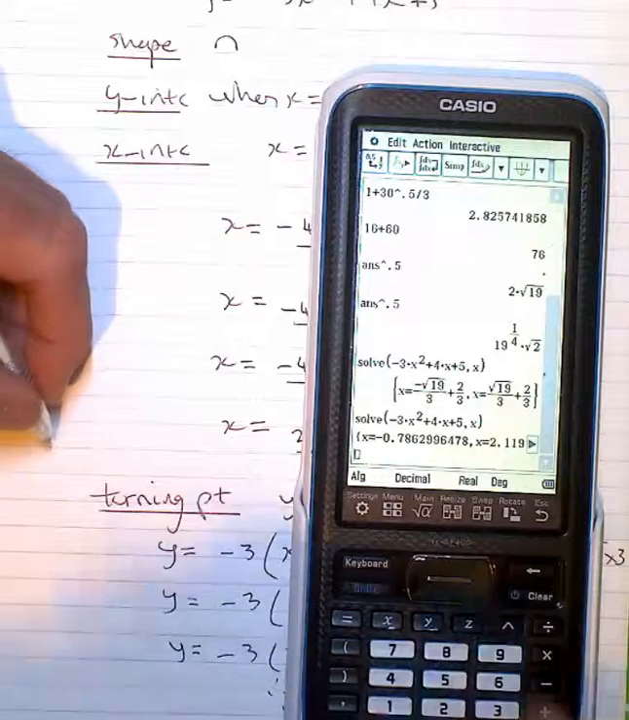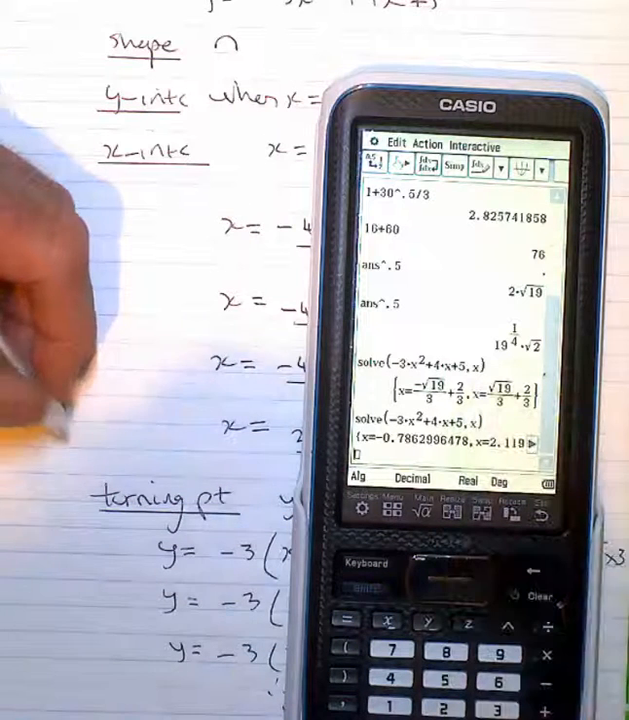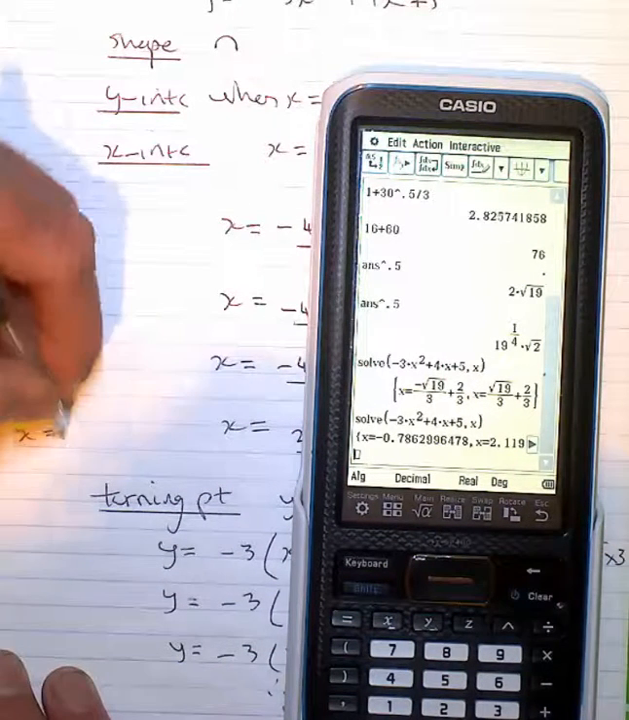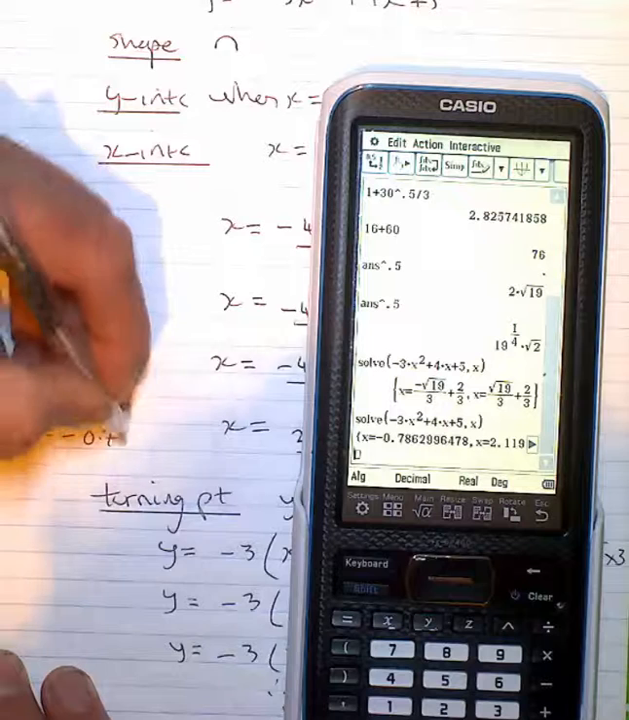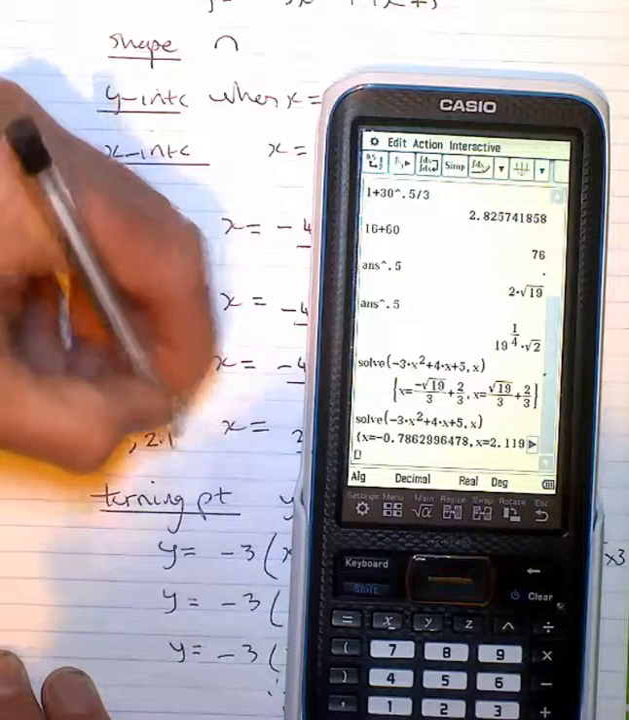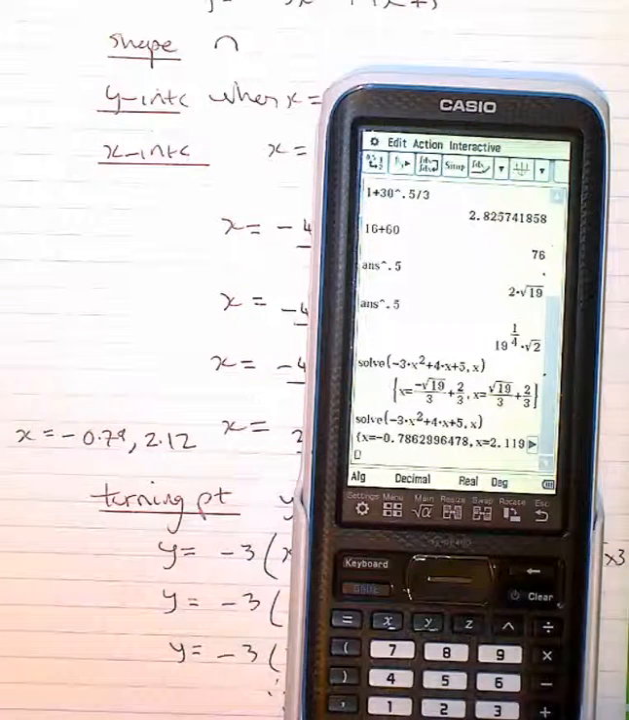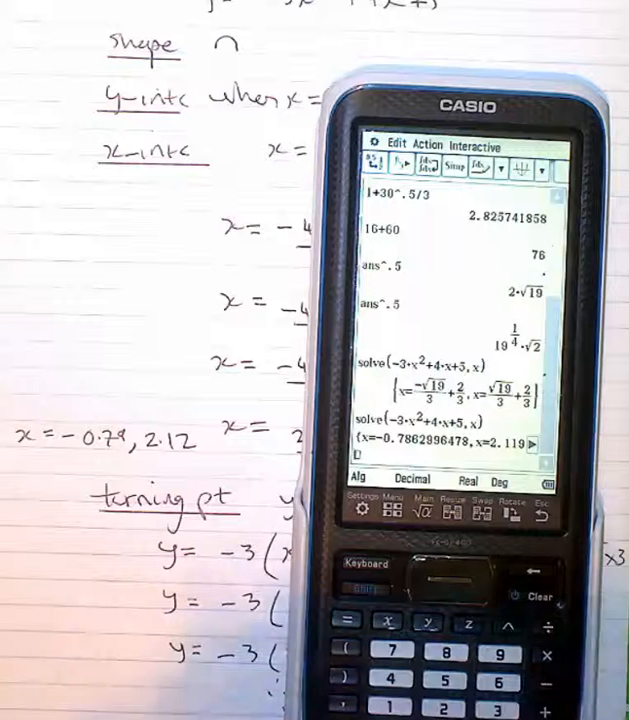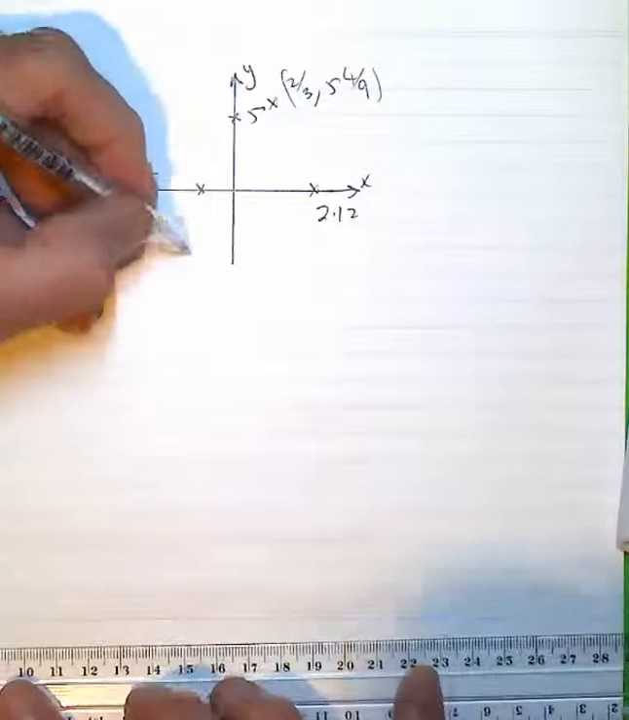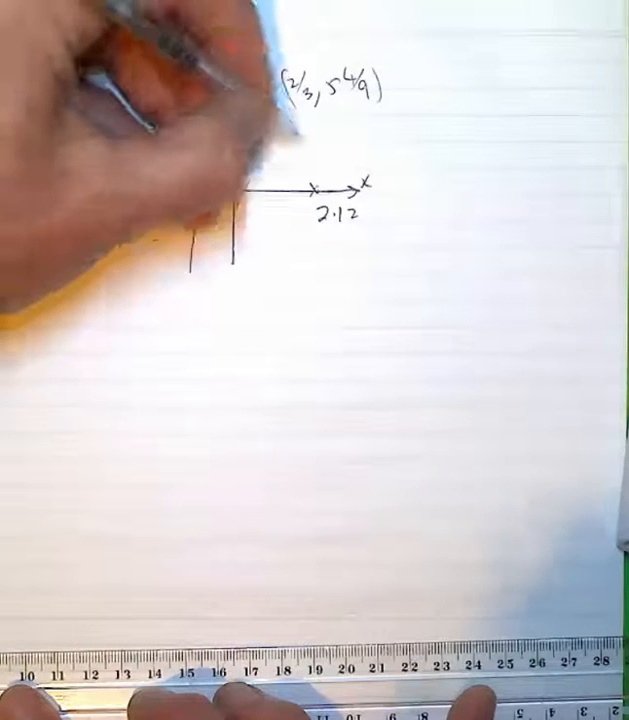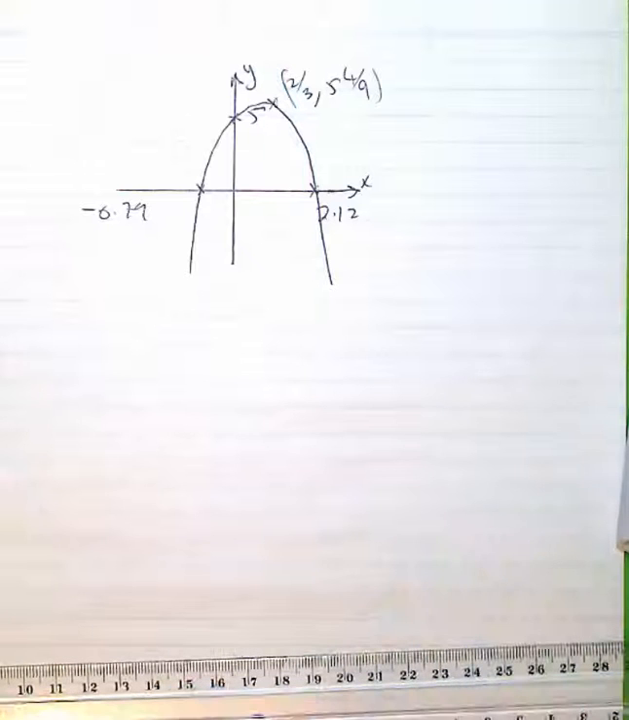Before plotting that, it might just help if we actually convert that into decimal form. So if I wanted to do that, negative 0.79 and 2.12 will be the points I can use in order to sketch the graph. Putting all those features together, I can then sketch the graph like so.